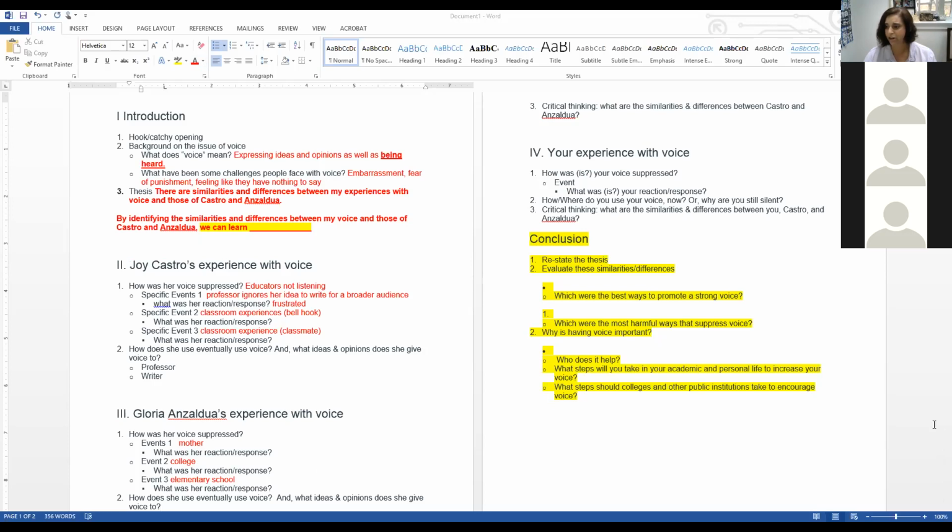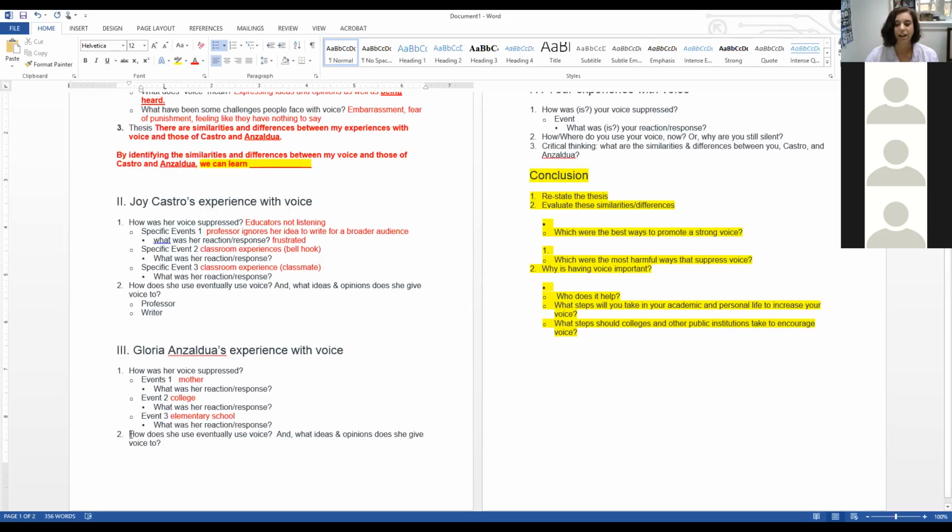In the last paragraph here, or the last section here, how does she eventually use her voice? Very much like Joy. She becomes a writer. But I really like that quote once again. I'm going to stop sharing my screen for a second because I'm going to try to share a different screen of a great place to put a quote.